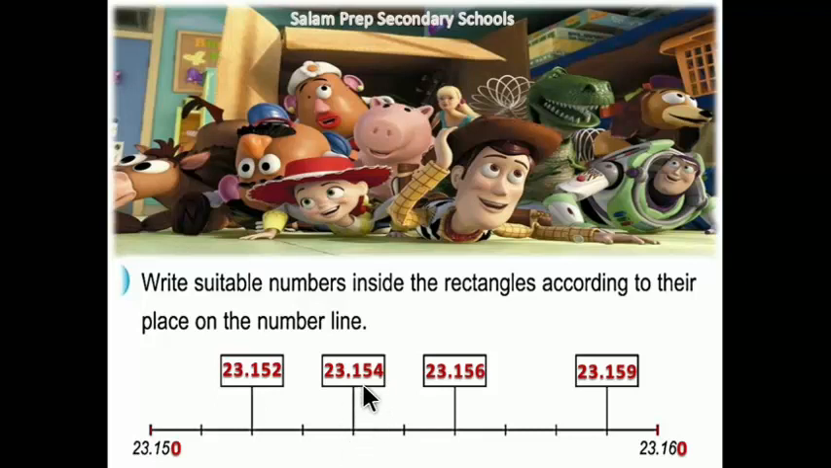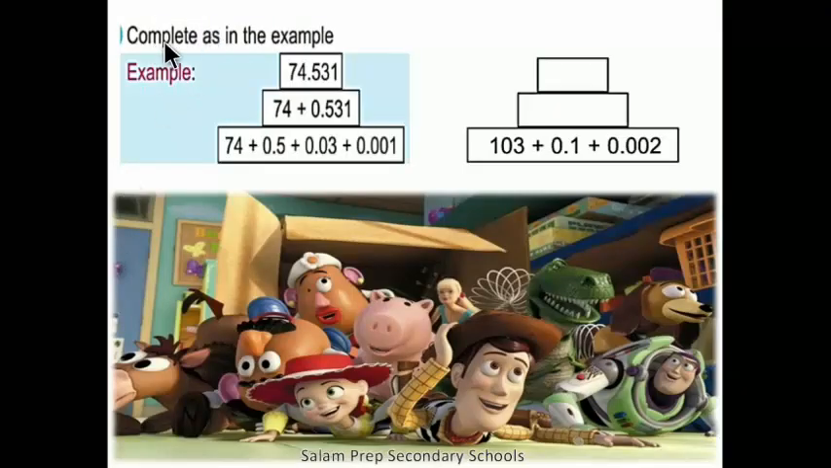After 154, 155, 156. So I will write 23.156. After 156, 157, 158, 159. So I will write 23.159. Complete as in the example.